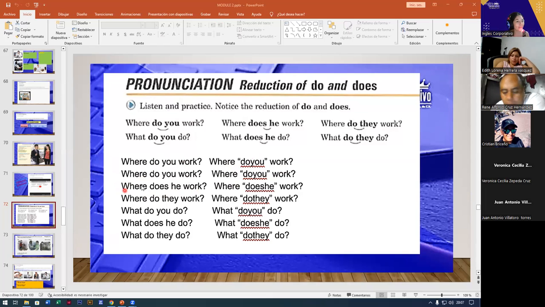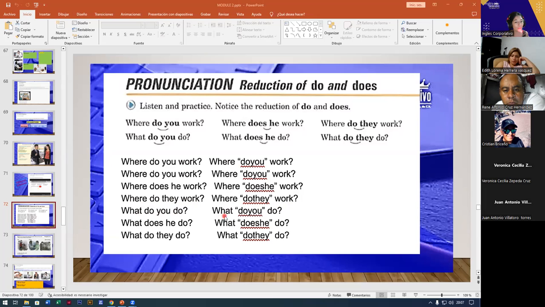Right? So you have the place here. Where does he work? So does he sounds like one word. Suena como una sola palabra cuando se hace fluido. Where do they work? It's like fast.